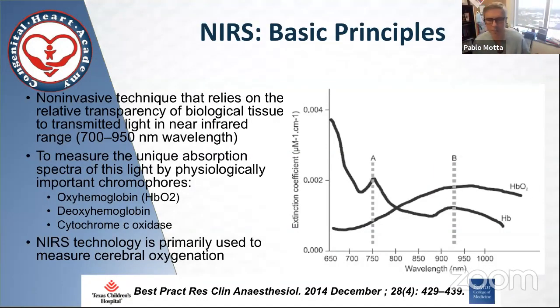So NIRS has been available since the early 2000s. Essentially, the principle behind it is the wavelength absorption of two different chromophores, oxyhemoglobin and deoxyhemoglobin. And that gives you a number which displays the cerebral oxygen saturation. And that's something easy to follow in the ICU, in the perioperative or post-operative period, or in the operating room as we do it.